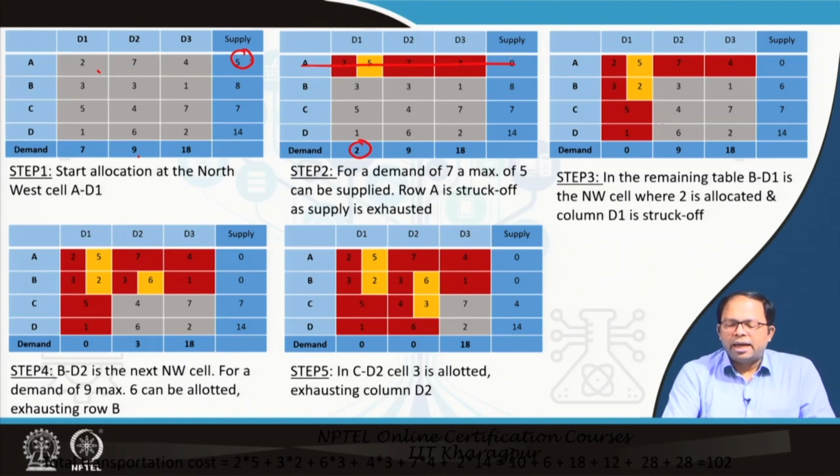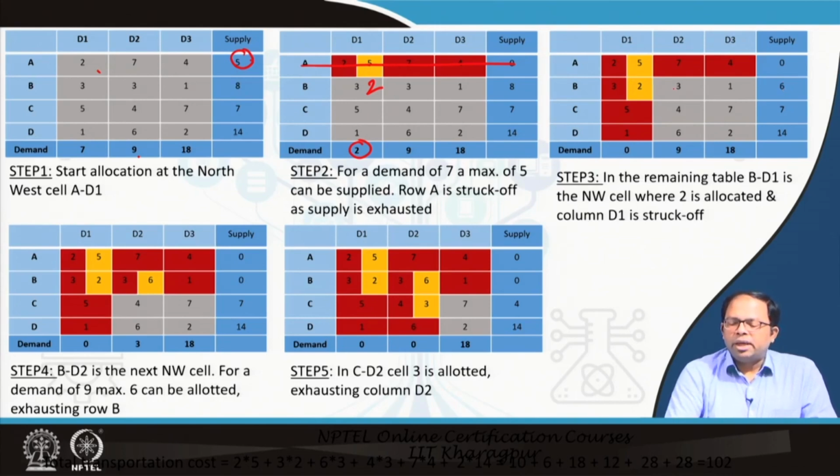So next I again go to the northwest corner. Northwest corner is of course this one. So over here I see that on this side the total supply is 8 and this side is demand. So I can supply the total demand over here. That is what we have done over here. Then demand becomes 0, and on this side 6 amount of supply is still left. So this could be allocated somewhere else.